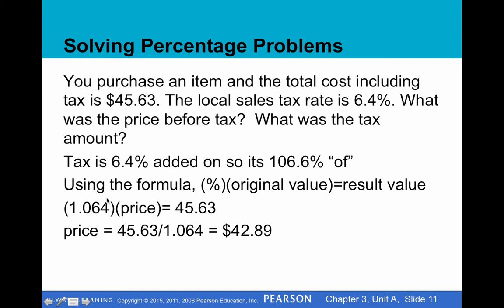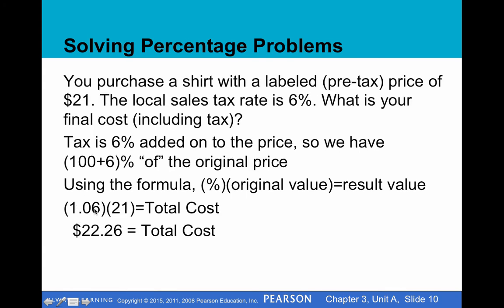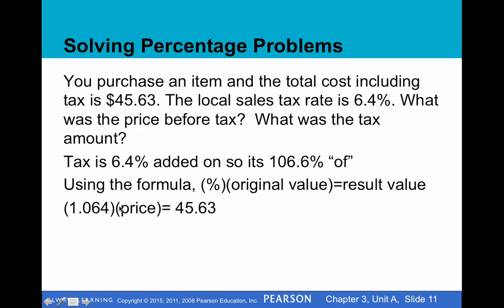So this time, it's the 1.064, remember 106.4, excuse the typo, move the decimal over 2 spots, is 1.064, times the price that we do not know. This is the price tag price, gives us the result of the price after tax, which is $45.63. So this is different from the last problem where we took the 1.06 times the price that we knew. Now we're taking 1.064 times the price that we don't know to get the result value.